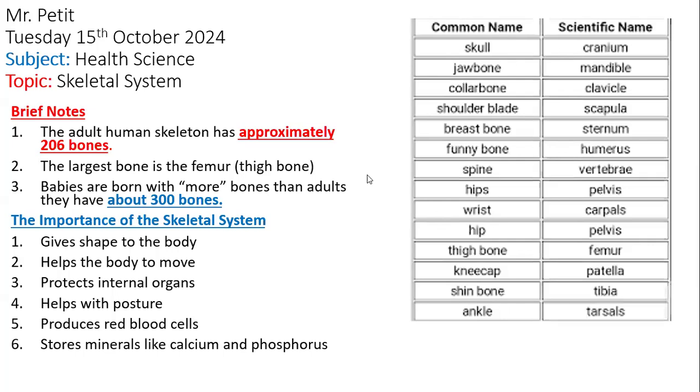Are you writing this down, Aiden? Yes, sir. Okay. And Deshauna Clark? Yes, sir. Give me the scientific name for the kneecap. The kneecap is patella.